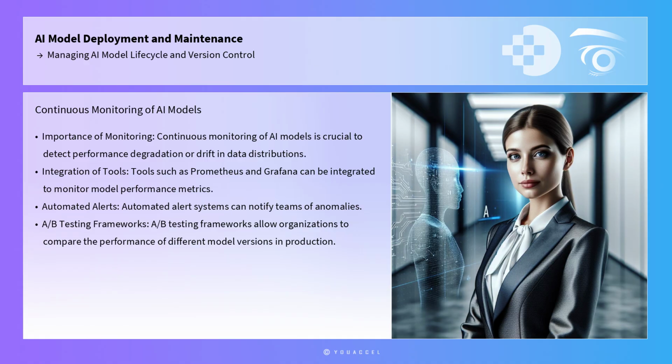Once deployed, continuous monitoring of AI models is crucial to detect performance degradation or drift in data distributions. Tools such as Prometheus and Grafana can be integrated to monitor model performance metrics, while automated alert systems can notify teams of anomalies. Additionally, A/B testing frameworks allow organizations to compare the performance of different model versions in production, facilitating data-driven decisions on model updates.